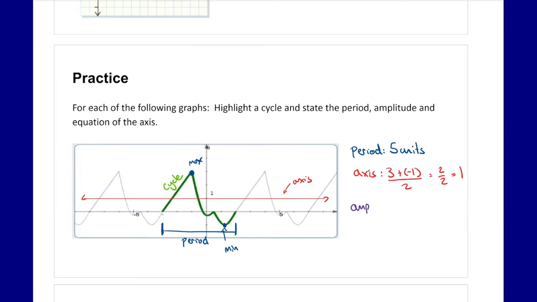So our amplitude, very similar in an equation, except it is 3 minus -1 divided by 2, 4 divided by 2, or 2. And we can see that when we go from our max down to our axis, it is a distance of 2, or from our axis down to our minimum, it is also a distance of 2. So again, it doesn't matter whether we're going from the axis to the minimum or the axis to the maximum, it's still that positive value.